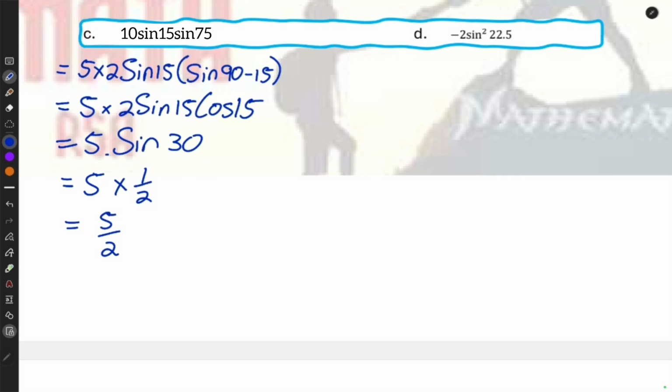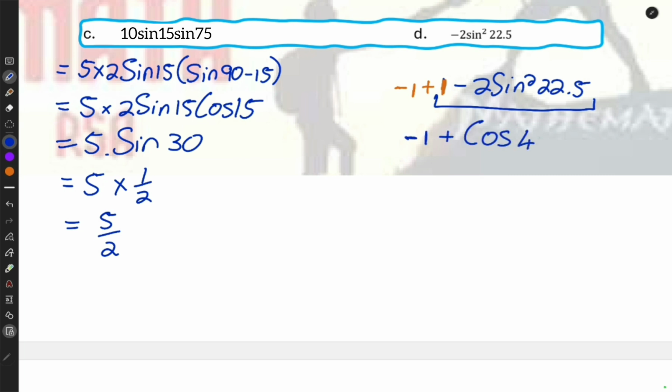Okay, question D. That is one of those manipulation sums. I need something that is not there. I need a 1 minus 2 sine squared 22.5 for this to be the double angle, but I can't just add something if I don't subtract it as well. So this is a plus 1, and I need to add minus 1 in front of it. Then this part would be the cos double angle, so I can say it is minus 1 plus cos of double 22.5, which is 45, and therefore the answer is root 2 over 2 minus 1. I can't do anything further.